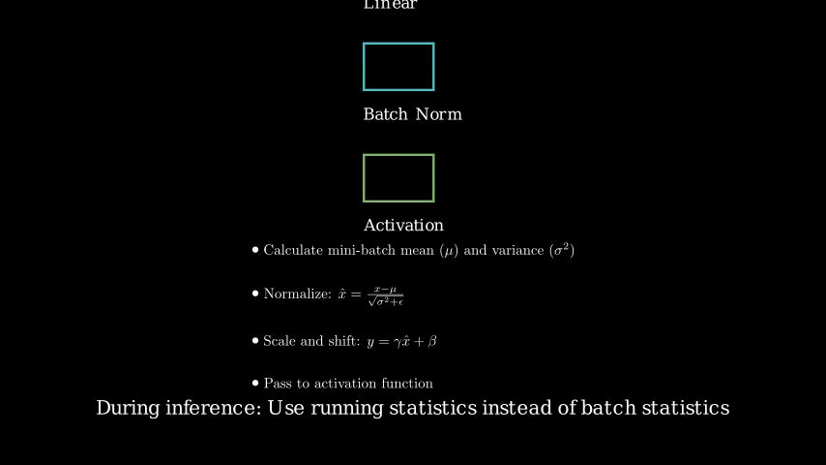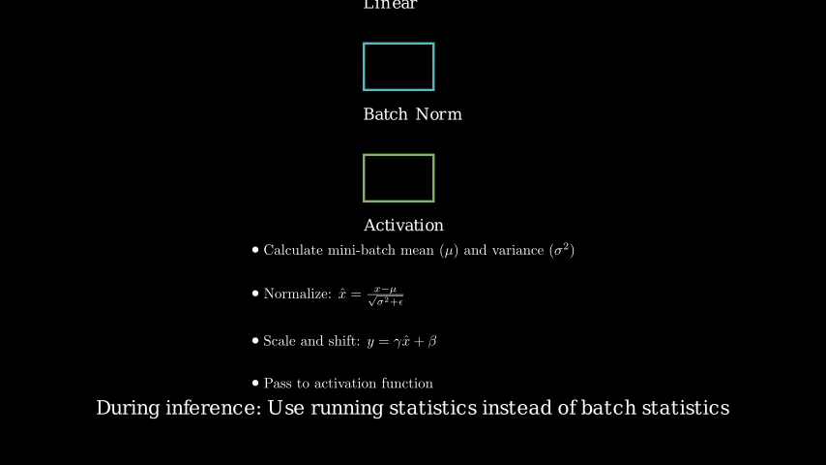Second, batch normalization has a regularization effect. Because each mini-batch is normalized slightly differently, this introduces some noise into the training process, which can help prevent overfitting. Third, it allows for training of much deeper networks. Before batch normalization, training very deep networks was challenging due to vanishing and exploding gradients. Batch normalization helps mitigate these problems.